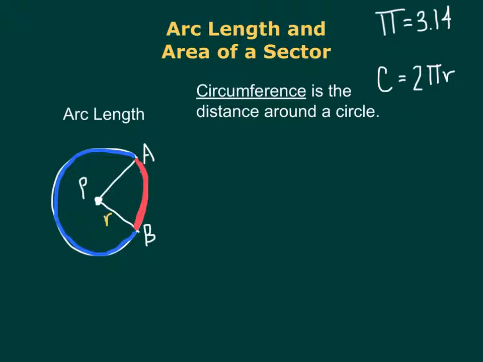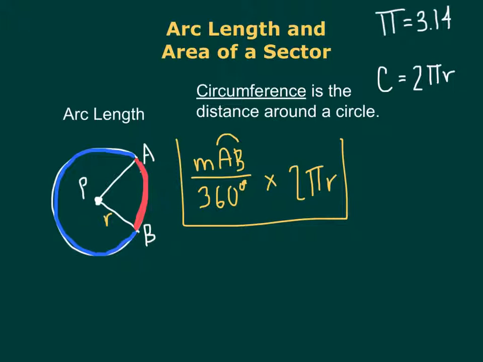Well, the measure of the arc length AB in this case, AB is here, is going to be over the total number of degrees on a circle. And we know that that's 360 degrees. So we're going to multiply this by the circumference of the circle, 2 pi r. And this formula will give us the length here of AB.